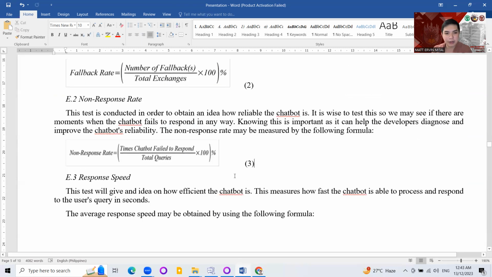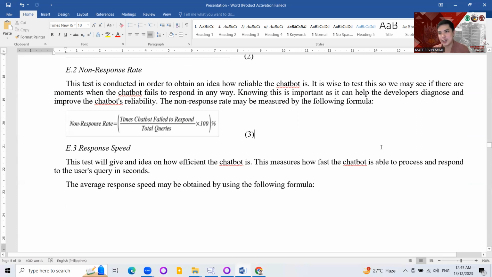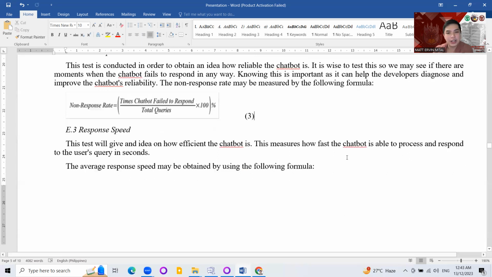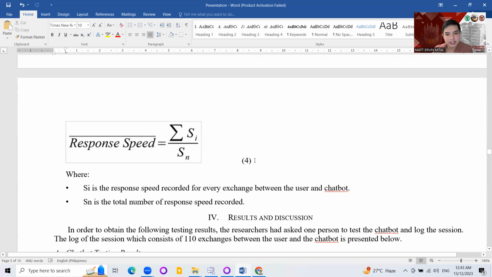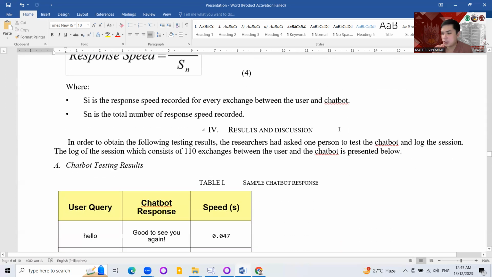Another important parameter or metric would be the response speed, of course. A chatbot is imitating the behavior of how a real person speaks. So if a user asks a question, the system should be fast enough to answer back. Okay, and these are the formulas. Let me show you the results of our system.